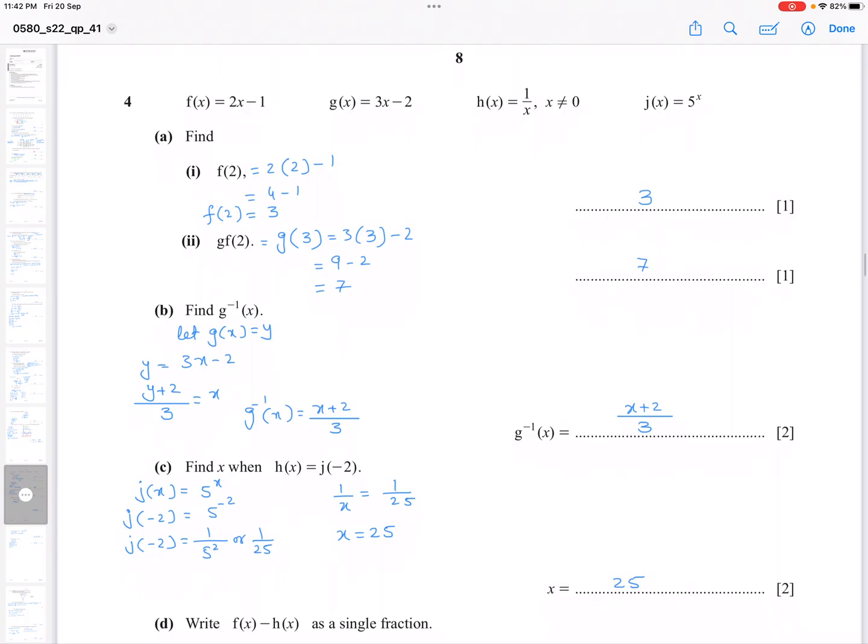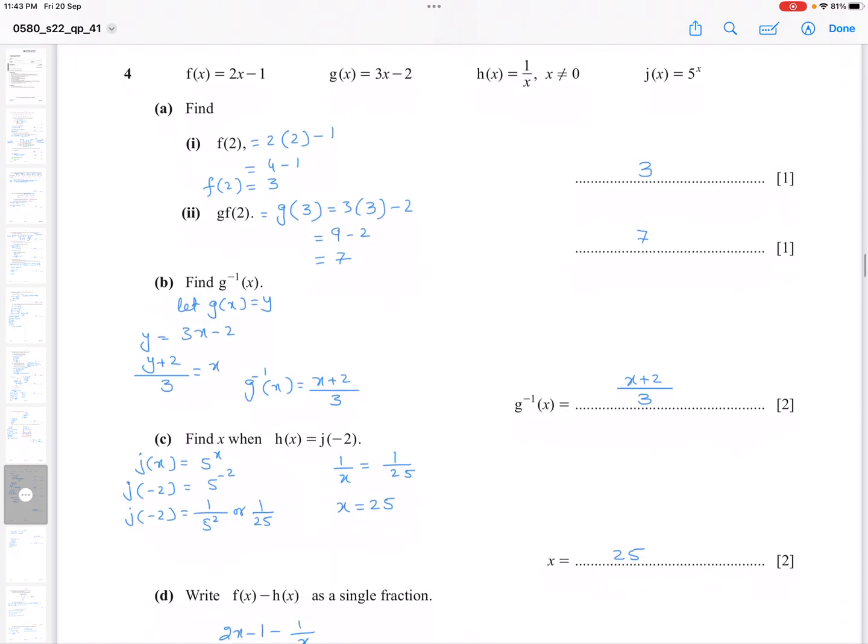Find x when h of x is equal to g of minus 2. So g of x is given as 5 power x. So first find out g of minus 2. So g of minus 2 is equal to 5 power minus 2, which is 1 over 5 power 2, or you can say 1 over 25. So h of x is 1 over x, so we can write 1 over x is equal to 1 over 25, so reciprocate both sides. So x is equal to 25 is your answer.